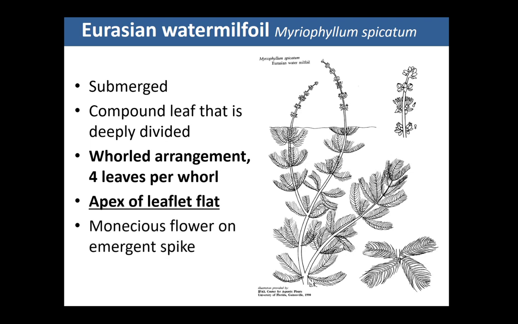Another characteristic deals with the spike. The flower is on an emergent spike, and it's called monoecious, meaning there are both male and female parts. And very often, I see this time and time again, the actively growing part of a milfoil, Eurasian water milfoil, tends to have a reddish color to it.